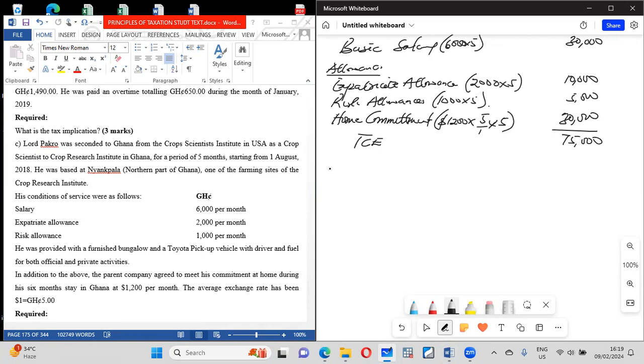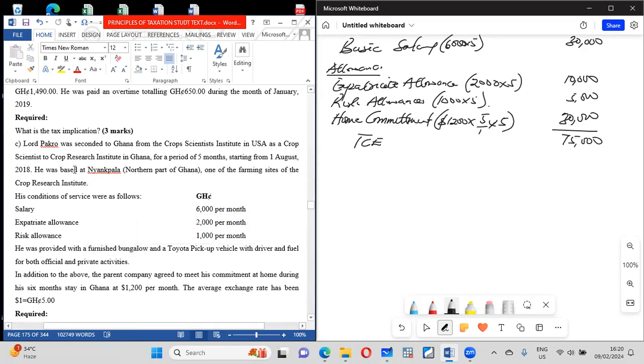Vehicle has some restrictions on it, but he said that he was provided with a bungalow and a Toyota vehicle with a driver, all right, for both official and private purposes. So he was provided with a furnished bungalow. That furnished bungalow is kind of an allowance that he is getting, unless the bungalow was given to him at site. All right. If it is at site, then that is it.